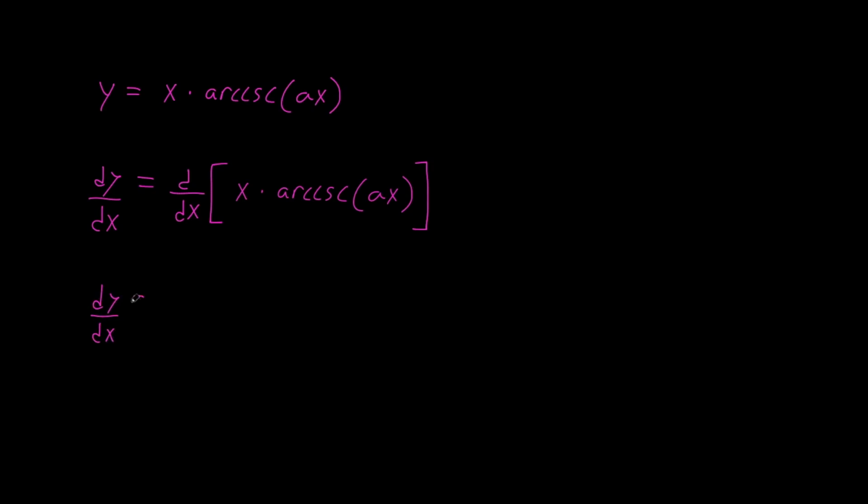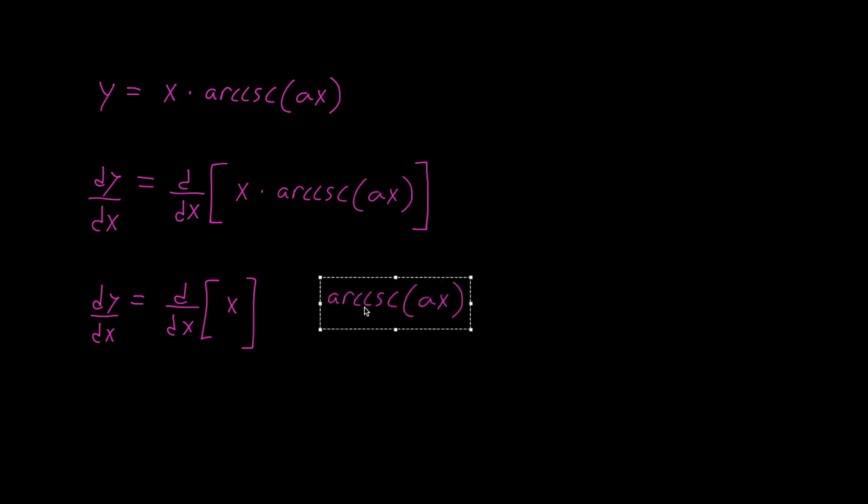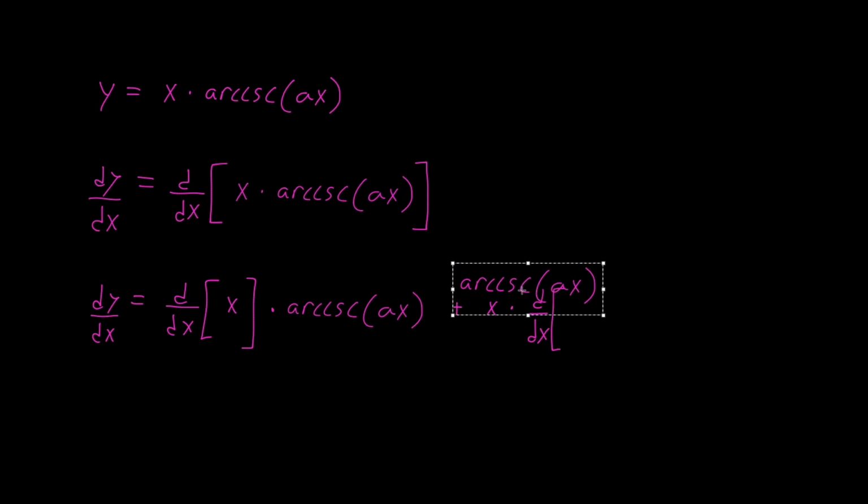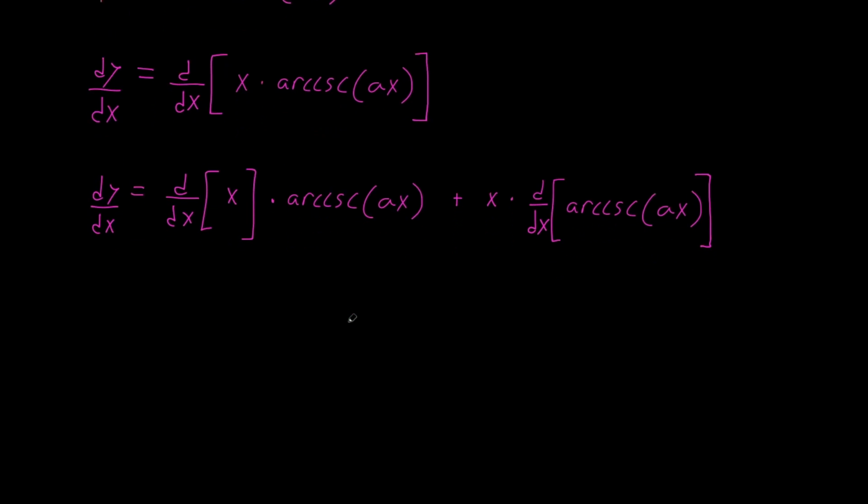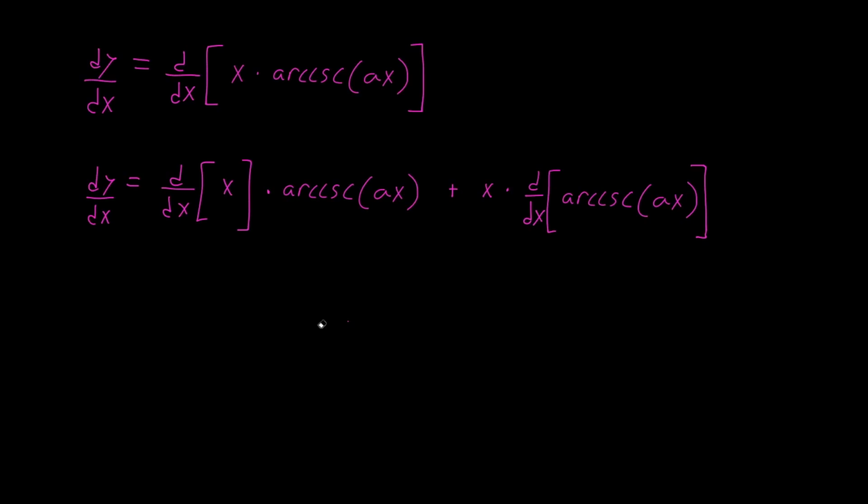dy/dx equals d/dx of x times arc cosecant ax, plus x times the derivative of the same, and we start taking some derivatives here.